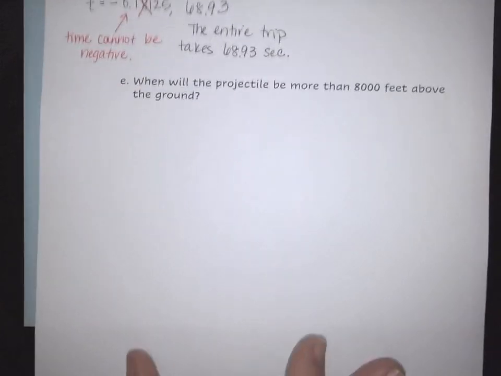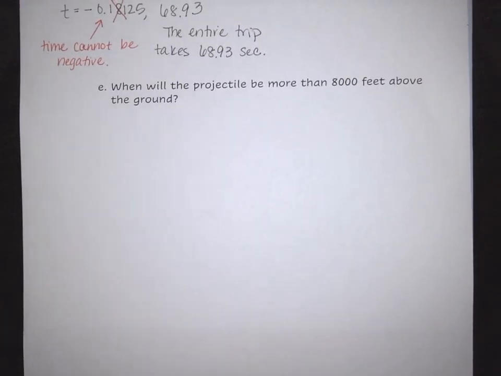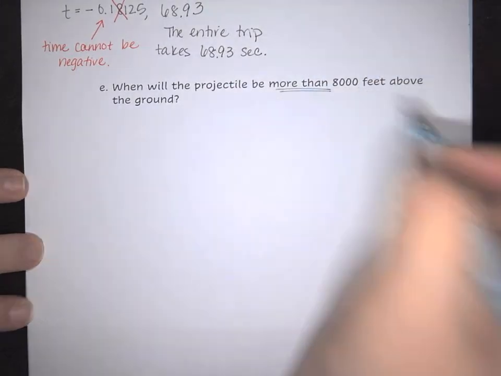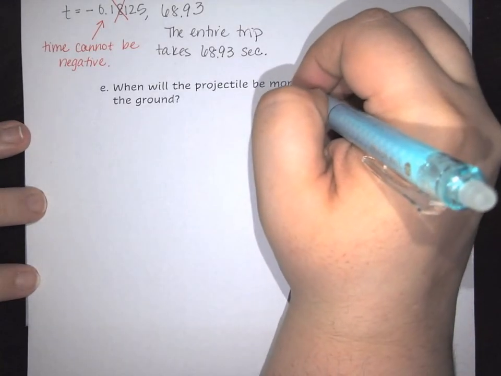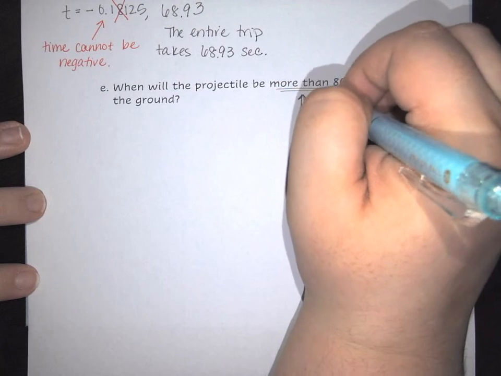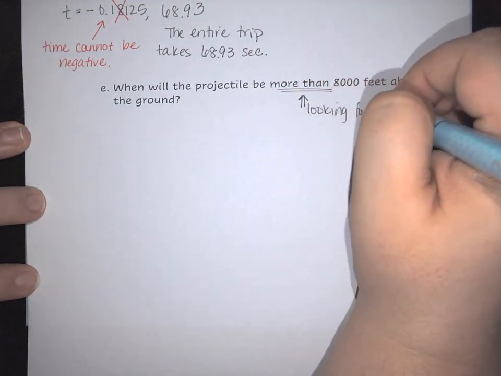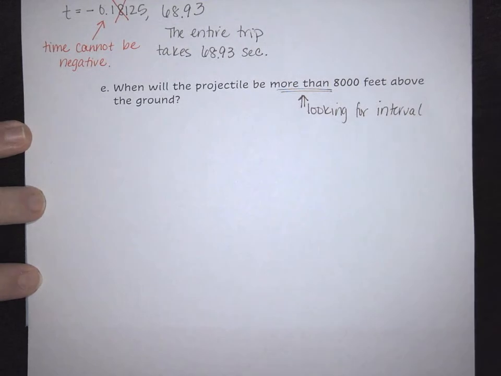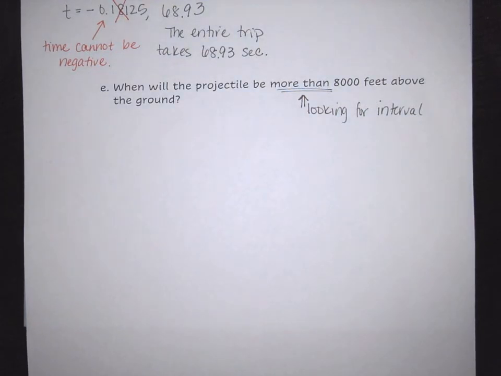Now the last thing we have is when the projectile would be more than 8,000 feet above the ground. And so because we have the words more than, what this tells you right here is that you are looking for an interval. Meaning, because we know that this is a quadratic equation, which means it is a parabola, there will be a period of time where your projectile would be at a height that's greater than 8,000 feet. And we want to find the actual interval over which that happens.